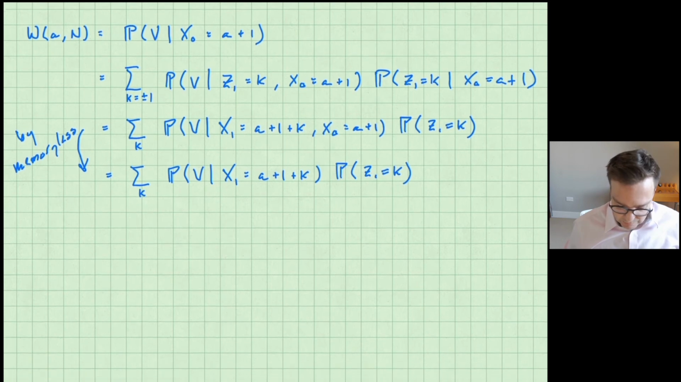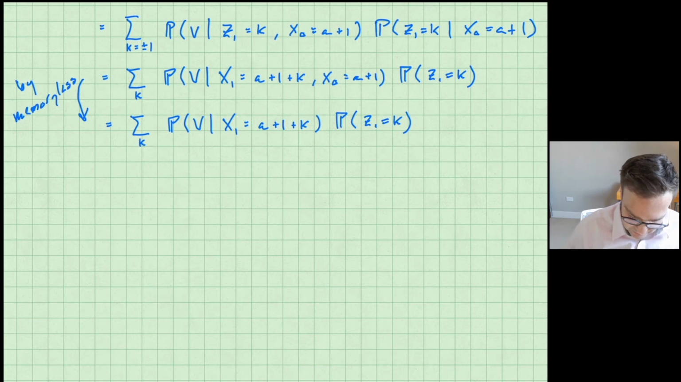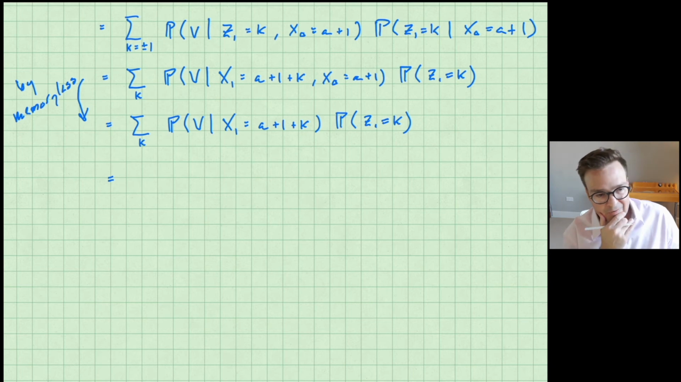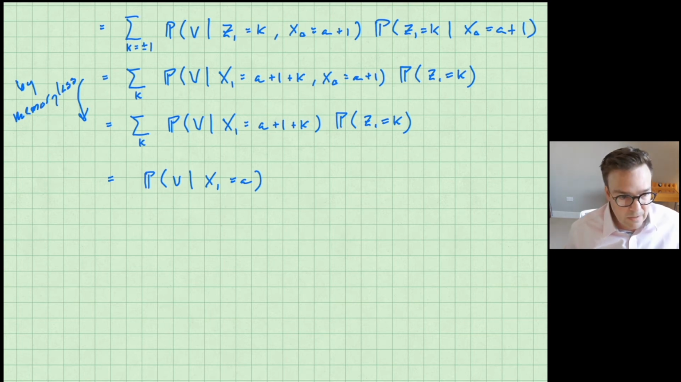All right, now we can rewrite this. K only has 2 different values, so we don't really need a sum. That's a little excessive. We can just write out the 2 different terms. And I want to do that and then analyze what these different things look like. So when K is equal to minus 1, since K is plus or minus 1, the first term is the probability of V given that x1 is equal to A, and then times the probability that Z1 is equal to K.